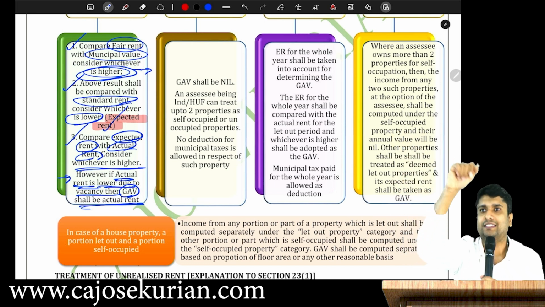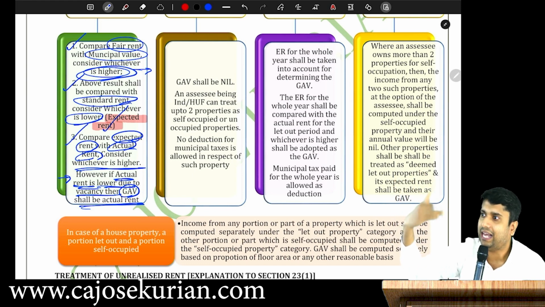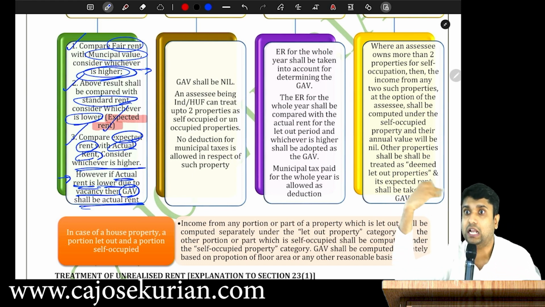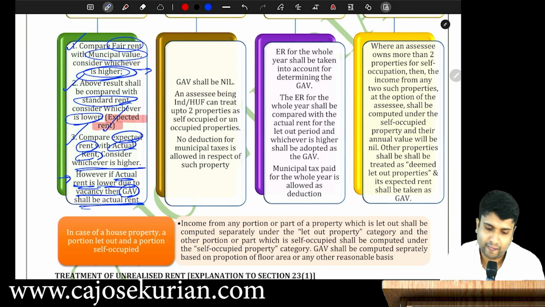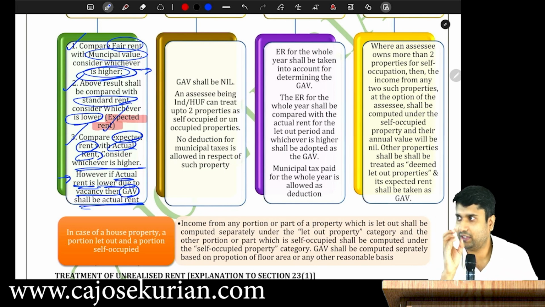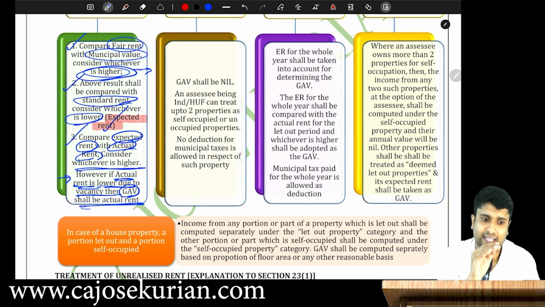If actual rent is less due to vacancy, then pick the actual rent itself as the GAV. Done. Is that clear? Yes, what if the municipal value is not given in the question? Fair rent is there, standard rent is there.